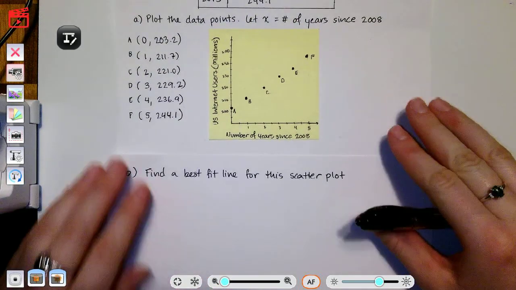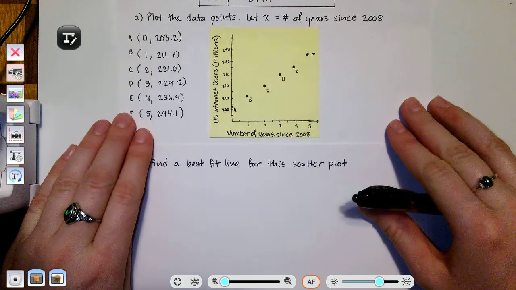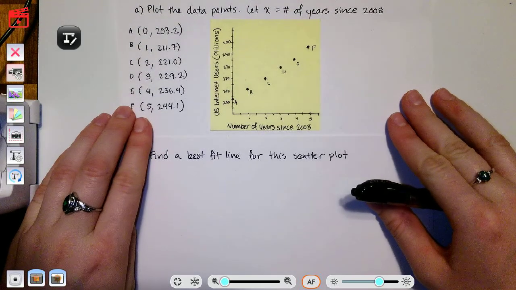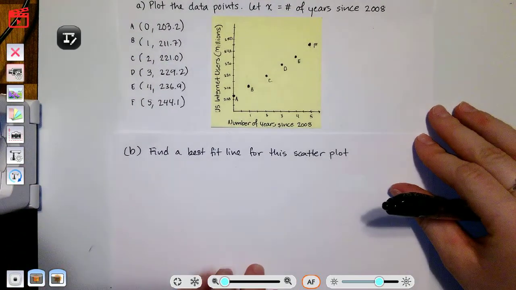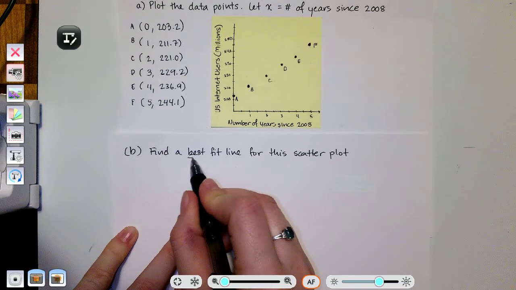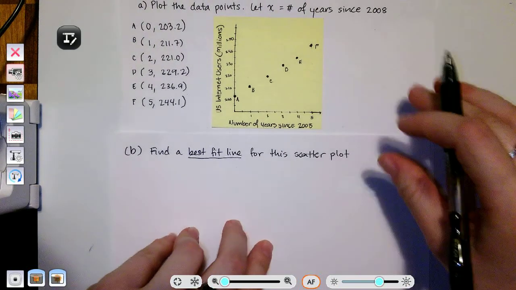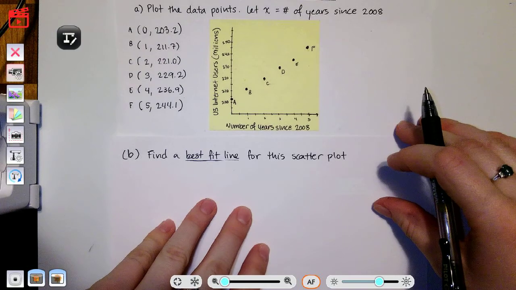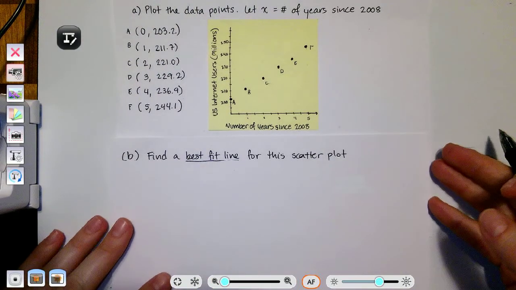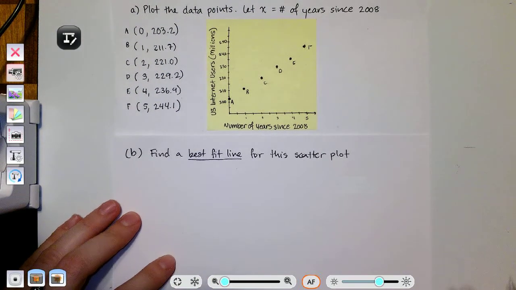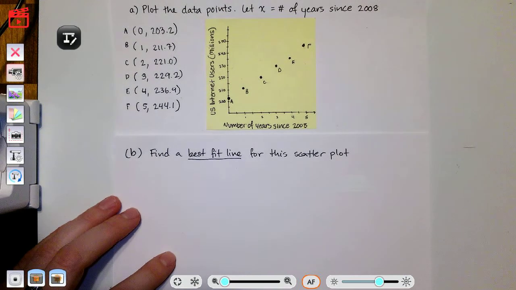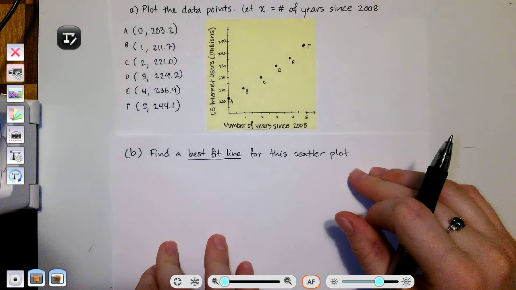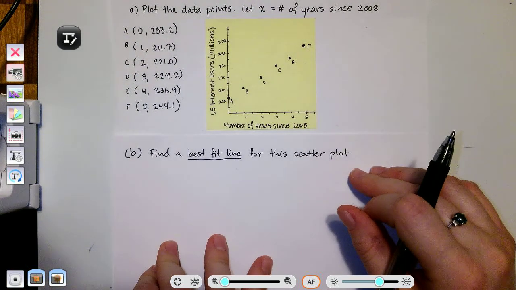Okay, part B. Find a best fit line for this scatter plot. Remember, with the phrasing "best fit line," there are different answers for this, so this one can be kind of hard to grade. But basically, as long as you give me valid reasons for why you chose that line, that'll be good. So what would a best fit line be?